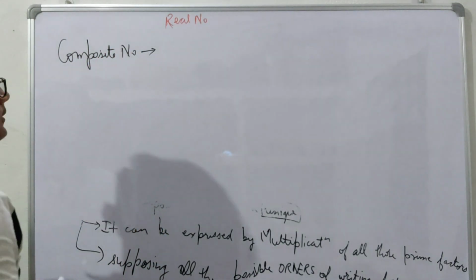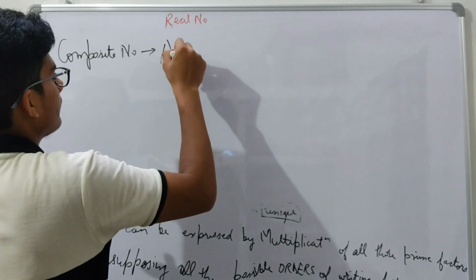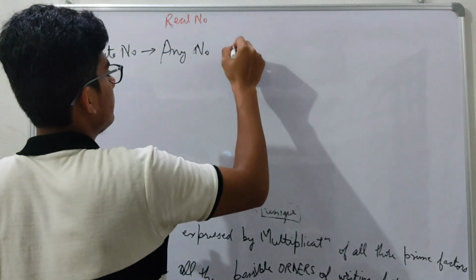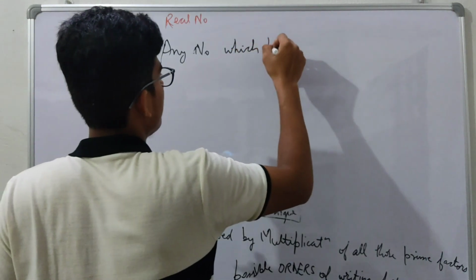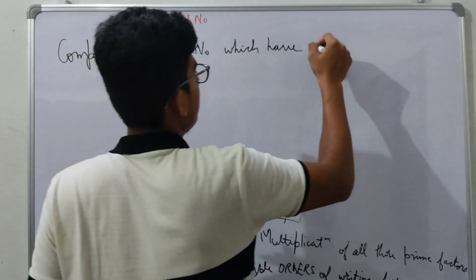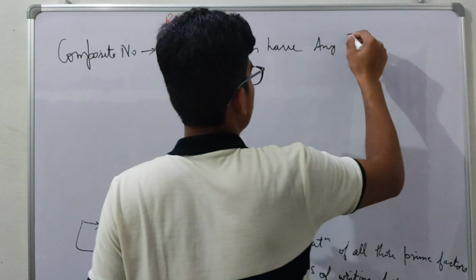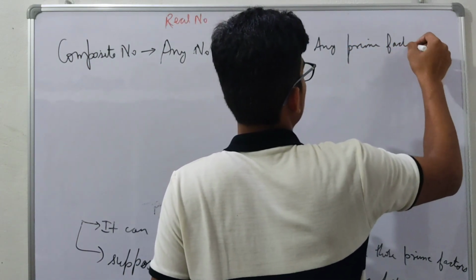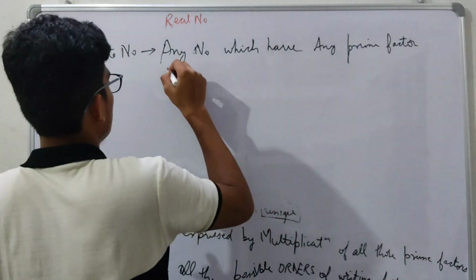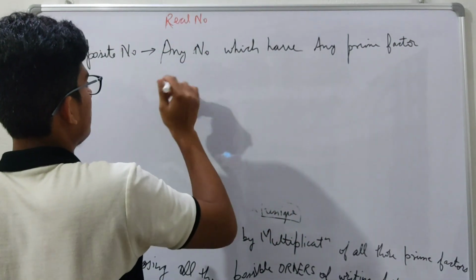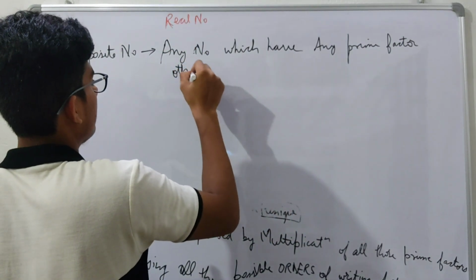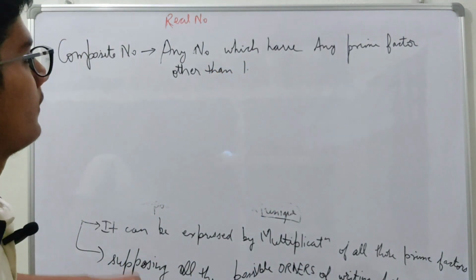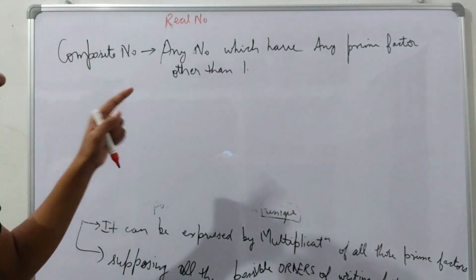A composite number is any number which has any prime factor other than 1. Okay, any number which has any prime factor other than 1.